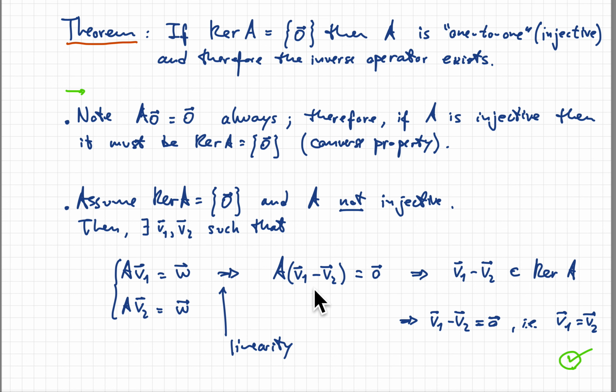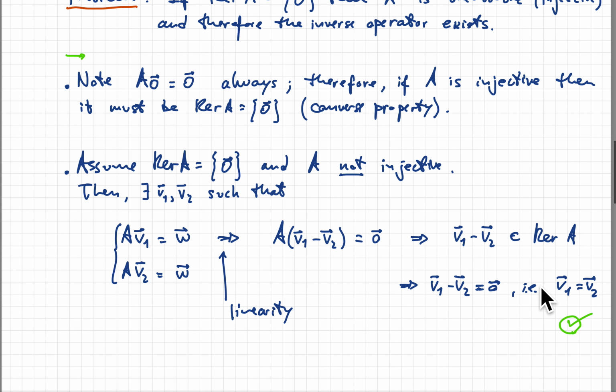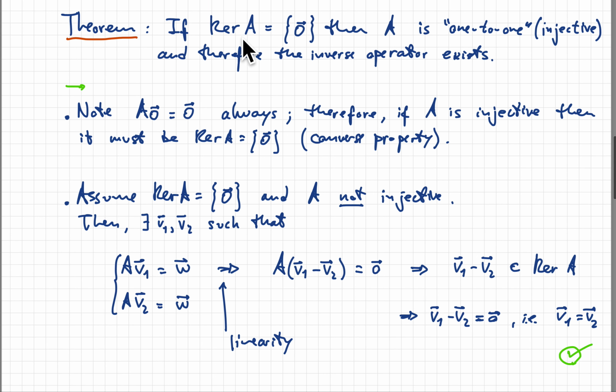But if that's true, then V1 minus V2 is in the kernel of A. But the kernel of A is only a 0 vector, so it must be that V1 minus V2 is 0. That's to say that V1 is equal to V2. So we assumed that V1 and V2 were different, we allowed for that possibility, and we end up with a contradiction. V1 has to be equal to V2 if the kernel of A is 0. And so that proves our statement that if the kernel of A is just a 0 vector, then A has to be an injective operator, that is to say, 1 to 1.